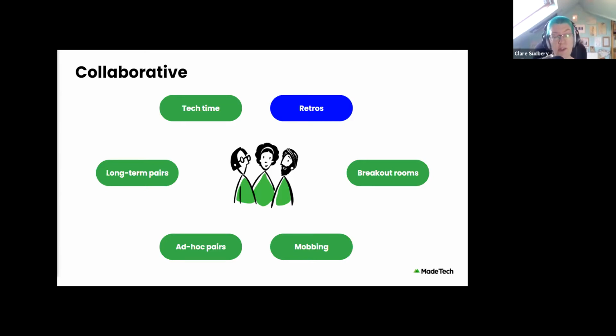We're also teaching them how to facilitate retrospectives. So we encourage them to facilitate our academy retrospectives, and we also encourage them to facilitate retrospectives when they move out of the academy and start working with our clients.